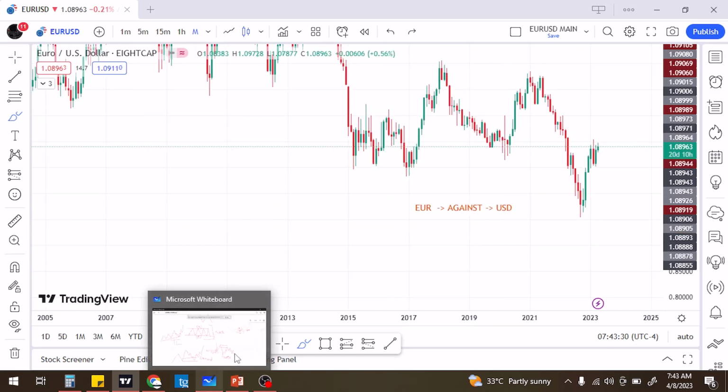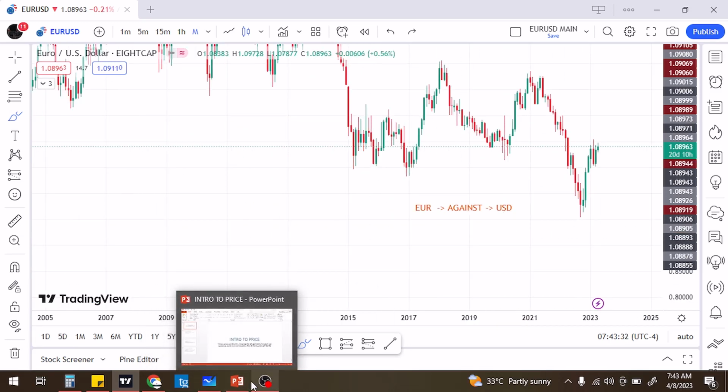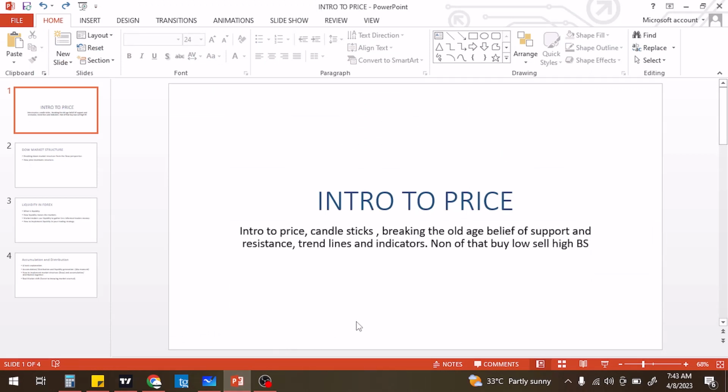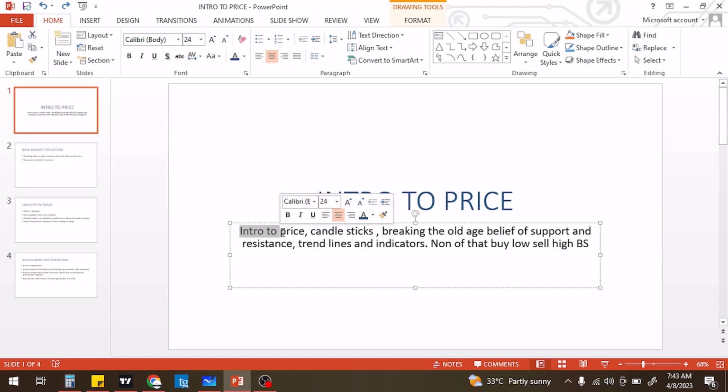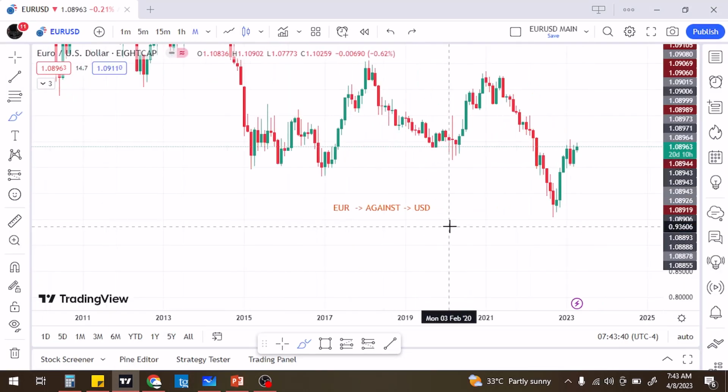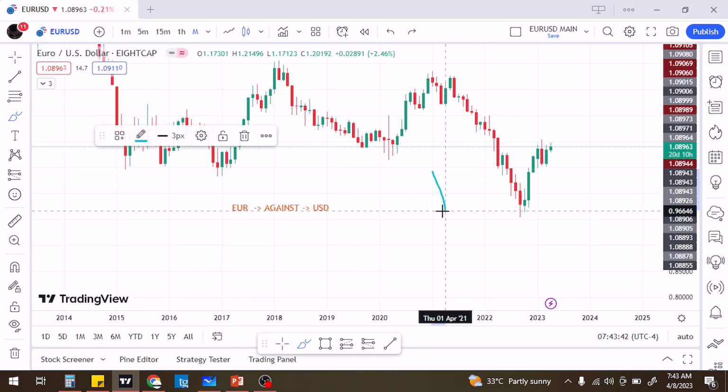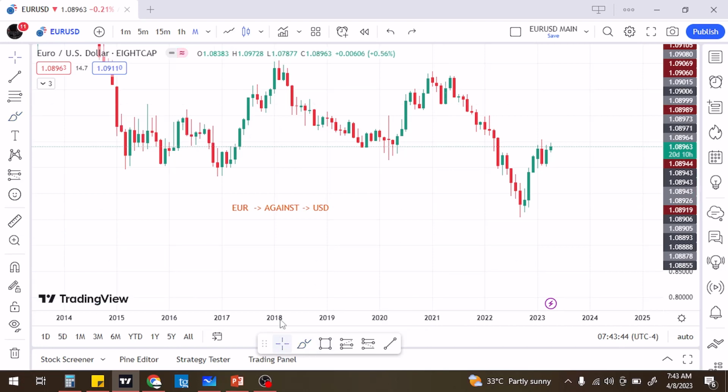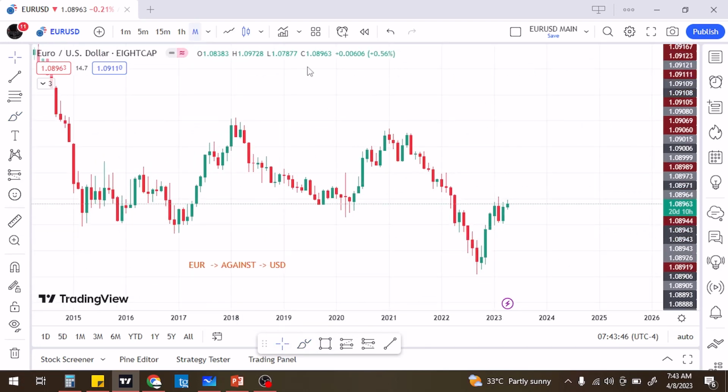For those of you that don't really know, it's not some kind of magical concept to wrap your head around. Once in a while, I'm gonna go back to the board so we don't miss what we are trying to explain. Now we've got an introduction into price. I explained to you the meaning of these candles here on the Euro USD.